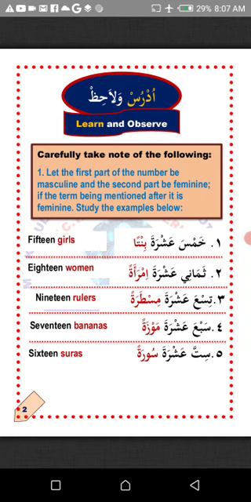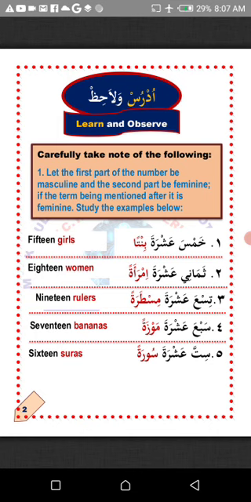Let's try to illustrate using the following examples. Wahid, number 1. Khamsa ashrata bintan. Khamsa ashrata bintan. 15 girls. What are we counting? Bint, girl. That is mu'annath. So in that case, the first part of the number will be stated as mudhakkar, which is khamsa, not khamsata. While the second part of the number is stated as mu'annath, ashrata, not ashara. I hope you understand.